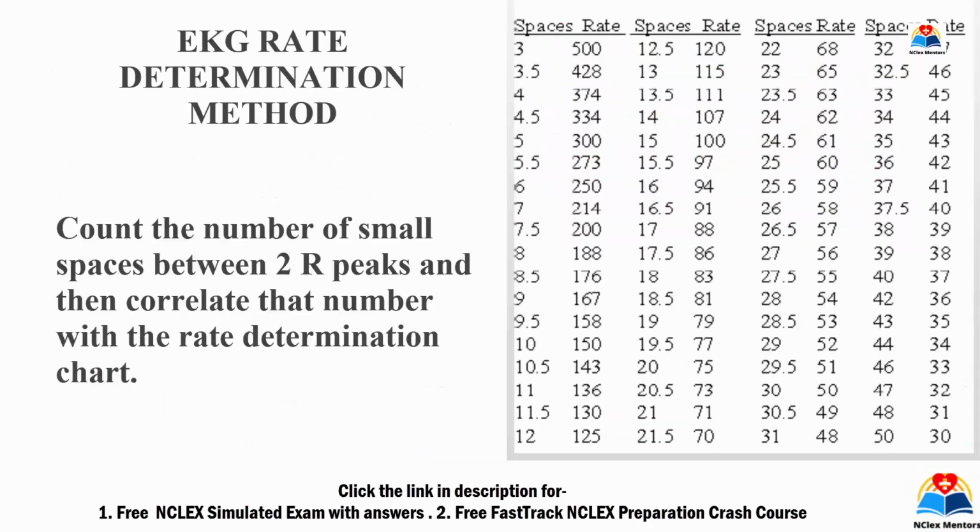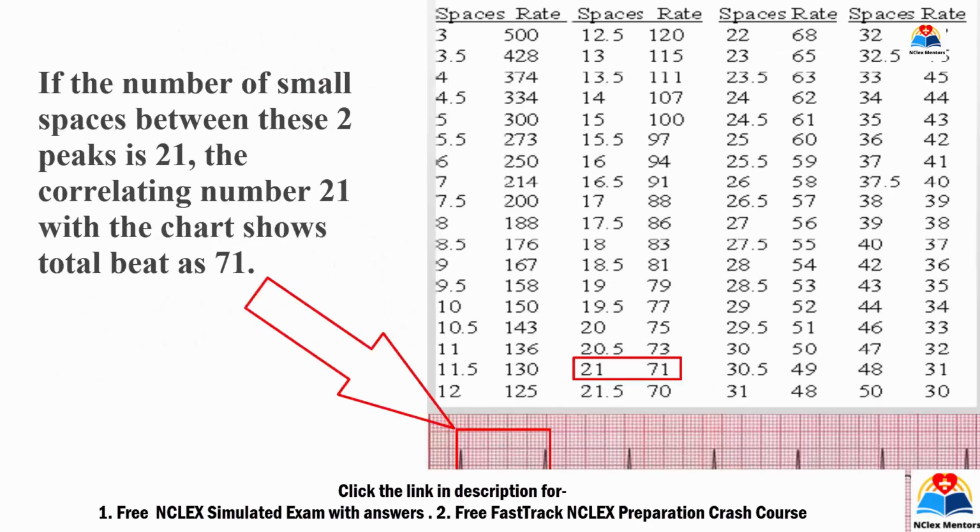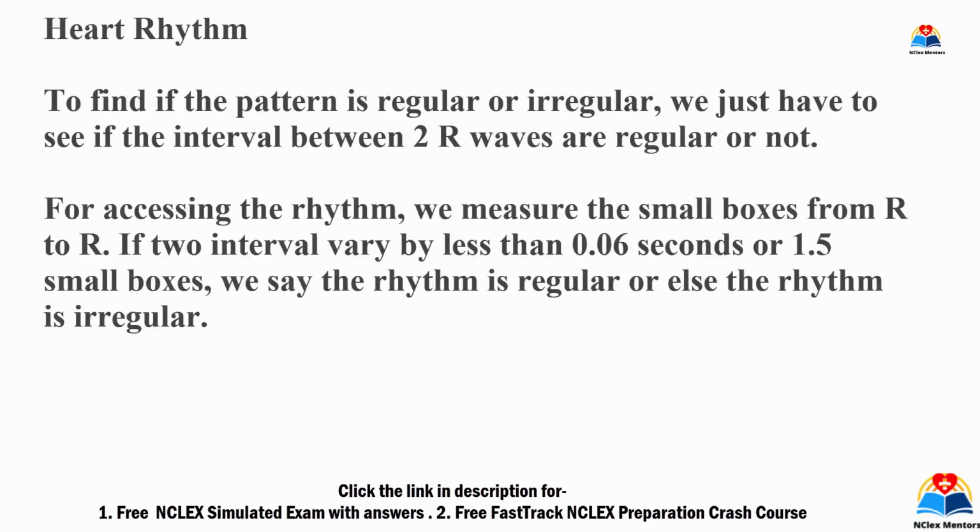Next is by using the EKG rate determination chart, and this is the more preferred method for heart rate determination. You just have to count the number of small spaces between 2 R peaks and then correlate that number with the rate determination chart. For example, suppose the number of small spaces between these 2 peaks is 21. Then correlating number 21 with the chart shows total beats as 71. Okay, so now we have determined the heart rate.